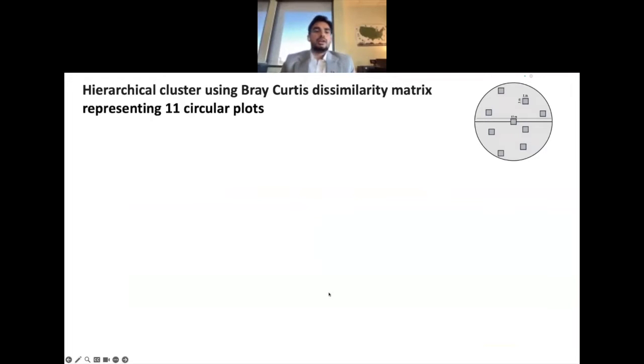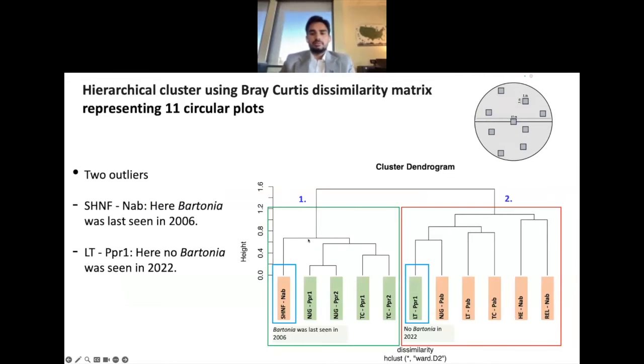And then we again did the same analysis with the larger 11 circular plots. So here we see, again, two groups, which denote presence and absence, but we see some outliers. The outlier lying in the present group here has a reason. This was the most recent site that lost Bartonia in 2006. We assume that this site may still have some features of the plant's habitat.